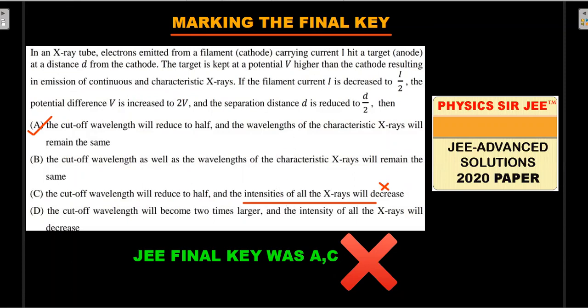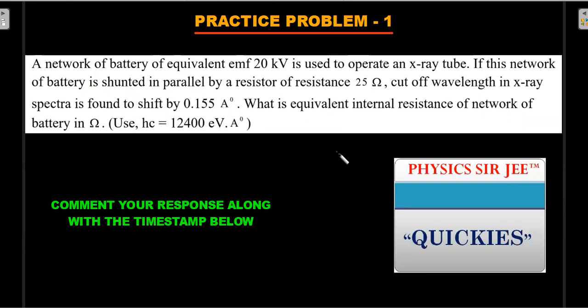Okay, so that's it. Let's start off with the practice problems in which we'll try to reduce the ambiguities and increase our range in the concept and try to predict some future questions that are potentially possible for the X-rays chapter. Okay, so here's practice problem number 1, which I'll try to answer in the Physics Surgery quickies.